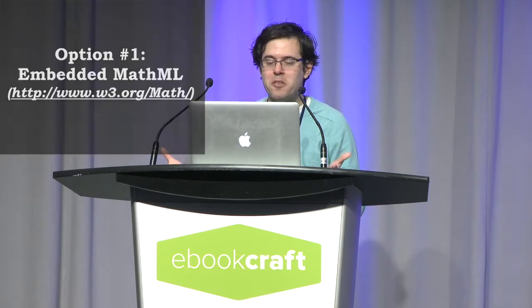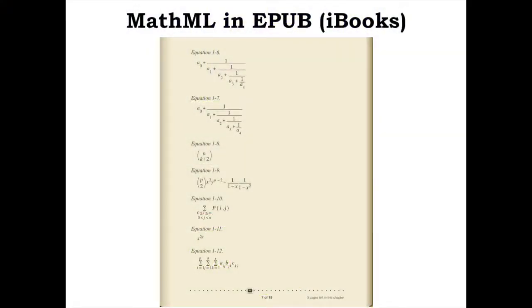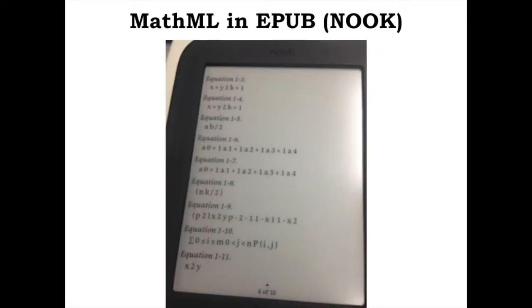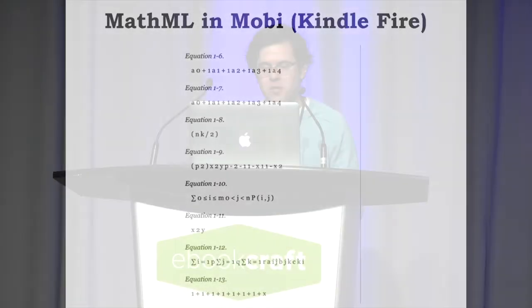But if you embed MathML in iBooks, it looks good, but start doing things like Nook. This is a Nook eInk device, and you lose all the rendering. Kindle Fire does not do great with it either.